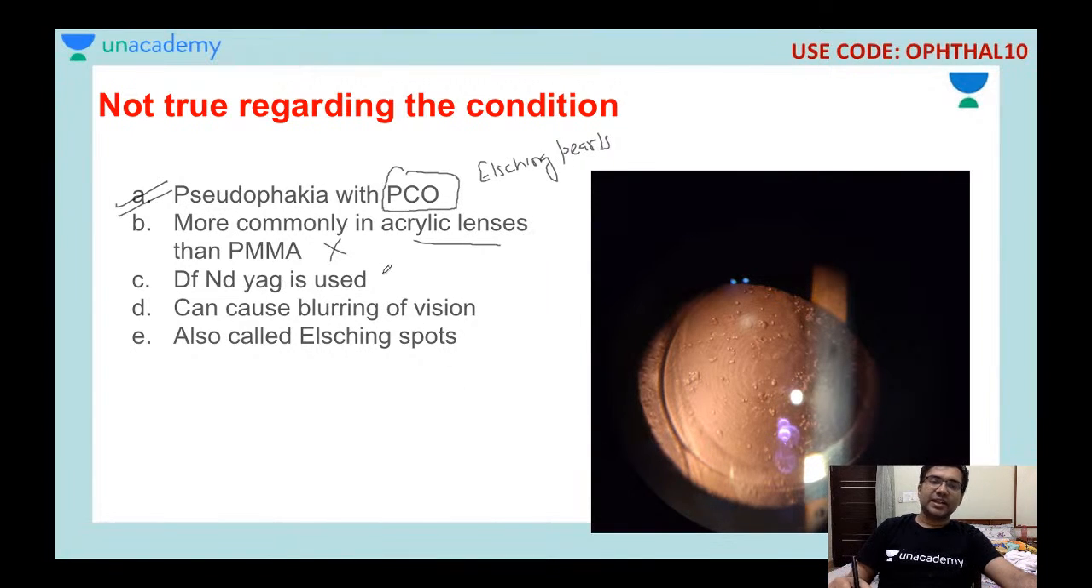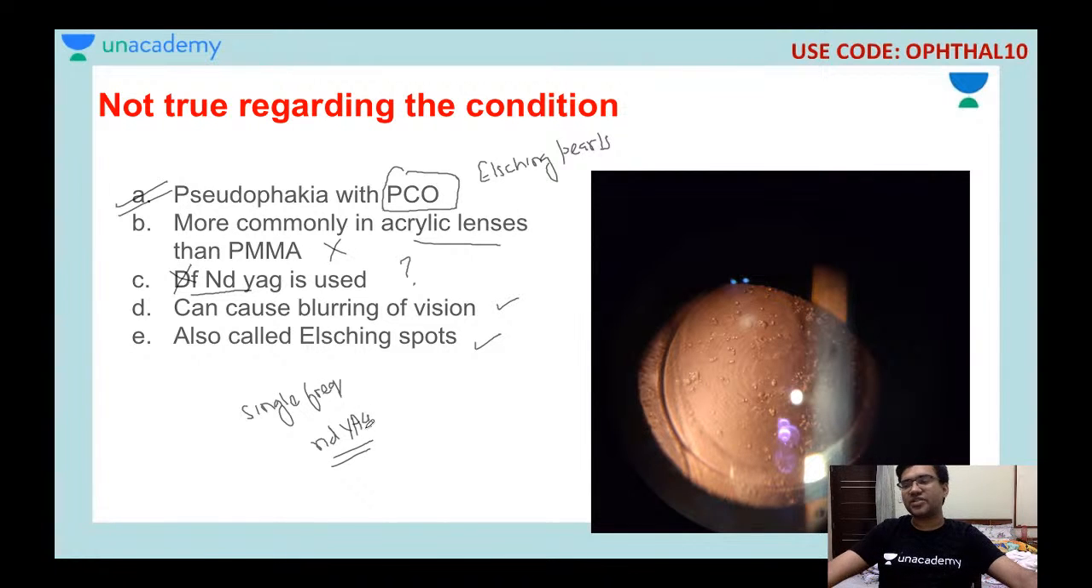Now option C, double frequency Nd:YAG is used. Is it true or false? So also called Elschnig spots, this is correct. Can cause central blurring of vision, this is also correct. My question to all of you, my friends, is double frequency Nd:YAG is used. Is this a correct statement? So it is not a correct statement. We do not use double frequency Nd:YAG here. We use a single frequency Nd:YAG here. A double frequency Nd:YAG we use in the patients where we have to do a pan-retinal photocoagulation.